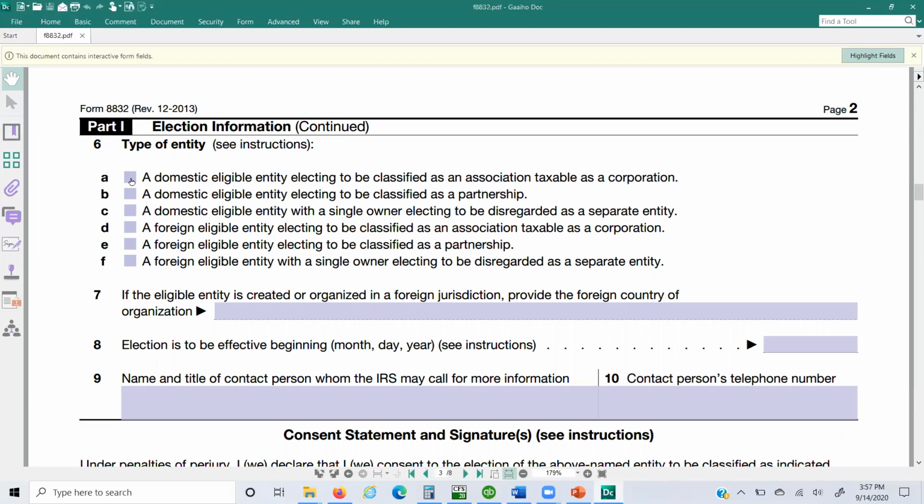If you have an LLC and you wish to be taxed as an S corporation, it's a two-step process. So you'd have a domestic eligible entity electing to be classified as an association taxable as a corporation. That would be step one. Step two would be filling out that Form 2553 to be taxed as an S corporation. So two steps are necessary to get to S corp status for an LLC. If you wish to just be a C corp, checkbox 6A would do it. You wouldn't have to go the additional step.